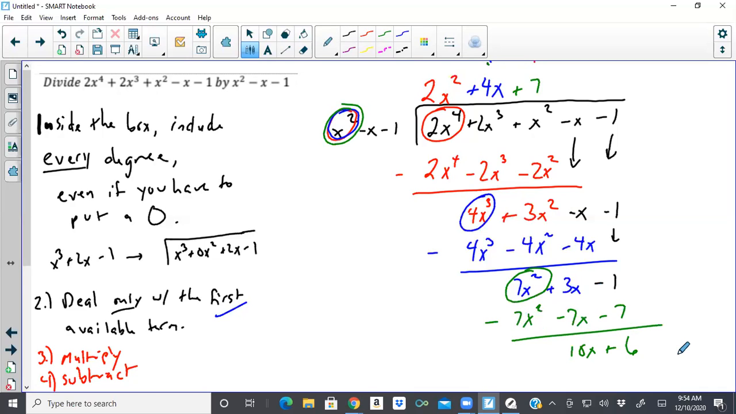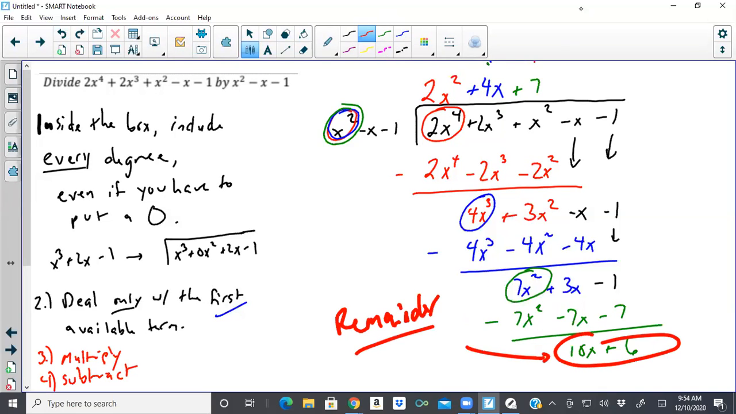All right. And then finally, the last thing to think about is, okay, now I'm dealing with my first available term again. So if I look at this, x squared turns into 10x. I can't do it, right? I can't turn an x squared into an x. So this thing right here is my remainder. Oop, I missed my arrow. So this thing right here is the remainder.